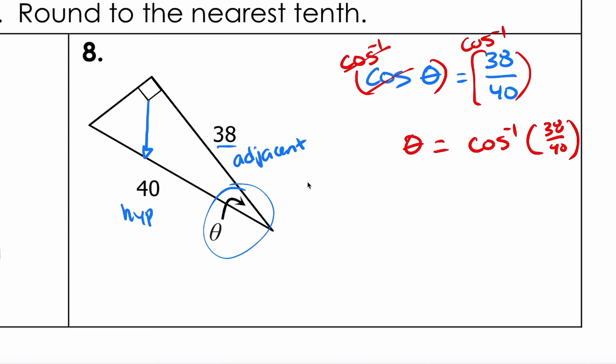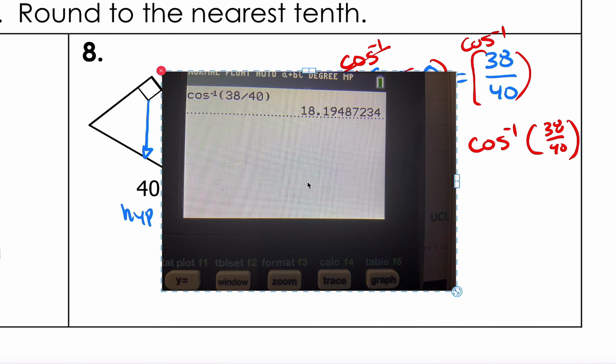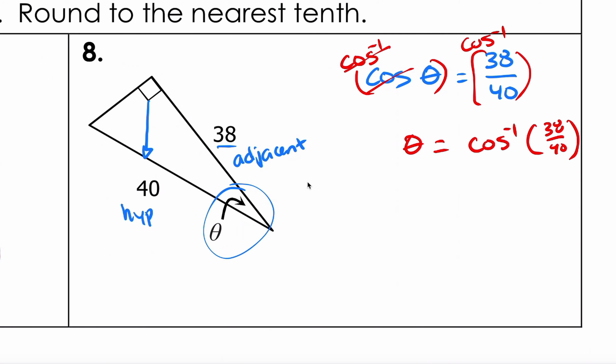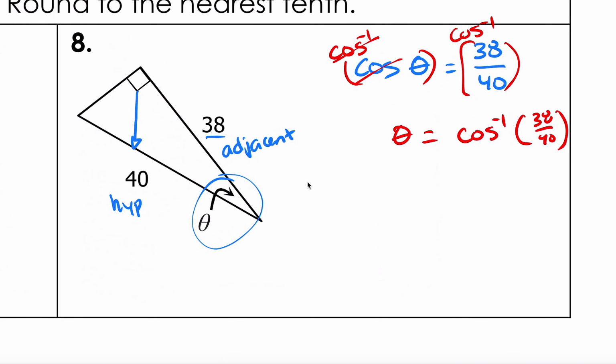Then I punch that into my calculator. Second cosine of 38 divided by 40, making sure that that's in parentheses, and I hit enter. You should see that on your calculator. The inverse cosine of 38 over 40 equals 18.19. The 9 makes the 1 round up, so it'll be 18.2. So make sure you punch it into your calculator like that. And so theta equals 18.2 degrees.